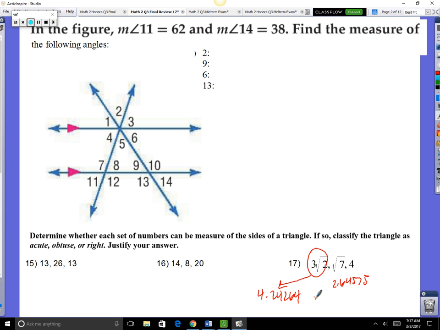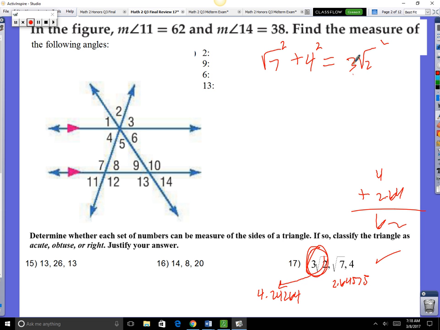Okay, so it looks like my biggest piece is actually this one. If I add my small pieces, my 4 plus my 2.64, it's going to give me 6 something. And 6 something is bigger than this. So yes, it makes a triangle. And this one is my biggest. So I'm going to go square root of 7 squared plus 4 squared, and see if it equals my biggest squared.